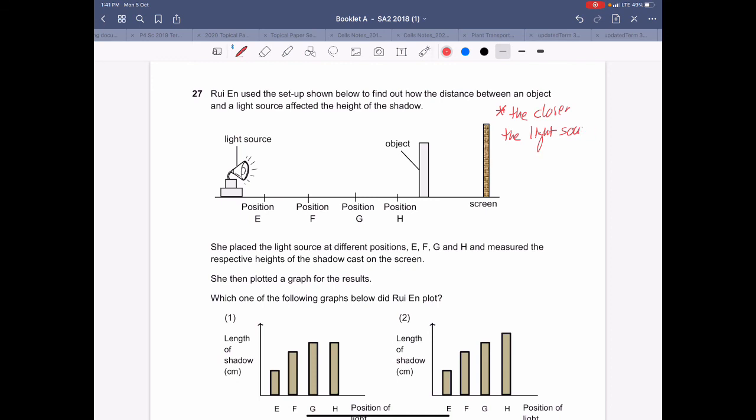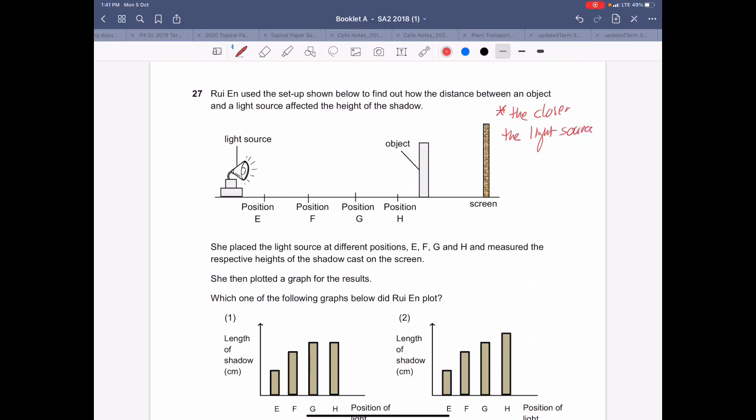So based on that, straight off you know already, the shadow should increase as your light source gets closer to the object. Answer number 2. Okay, so you see it's this way, increasing.